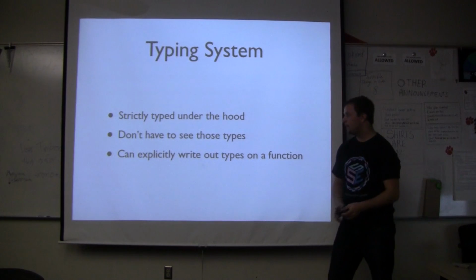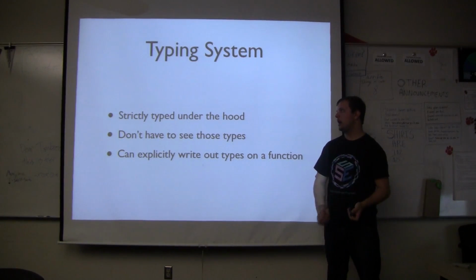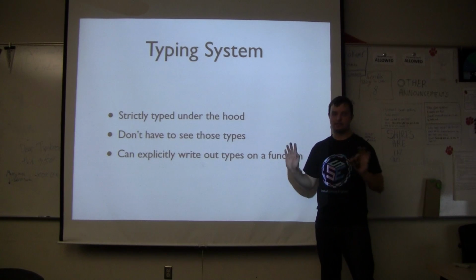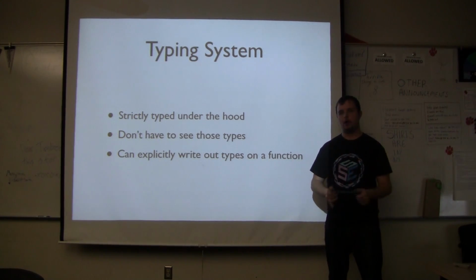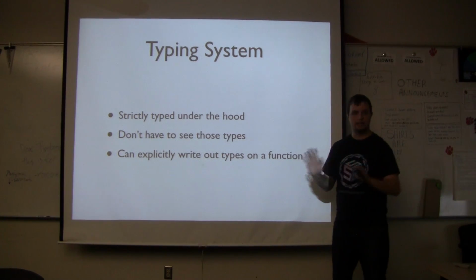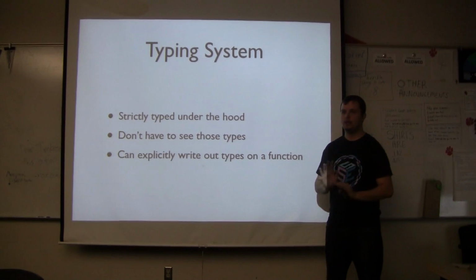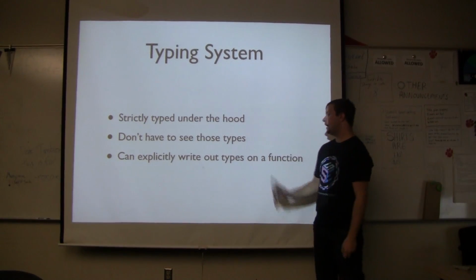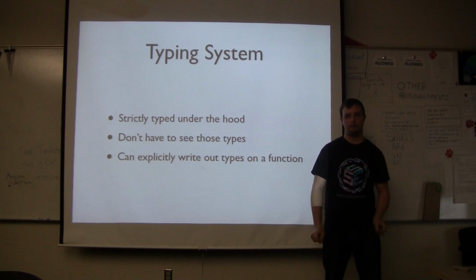So to talk a little bit more about the typing system, Haskell is strictly typed under the hood, and you don't ever have to see those types. For example, in a lot of the early examples I was showing you, I didn't declare any types, didn't care, they didn't need to be there. As long as I was right, Haskell didn't mind. But you can explicitly write out the types on a function.